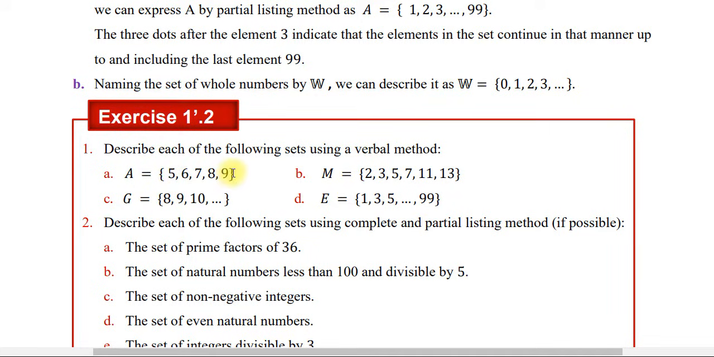የመጀመሪያው A set which is equal to the set containing 5 6 7 8 9. so ምን ማድረግ እንችላለን? ይሄን ምን ብለን መግለጽ እንችላለን? the set of natural numbers greater than 5 but less than 9 ማለት እንችላለን። or the set of whole number greater than 5 and less than 9 ማለት ይቻላል። and B the set M which is equal to 2 3 5 7 11 13. ይሄንስ ምን ማለት እንችላለን?